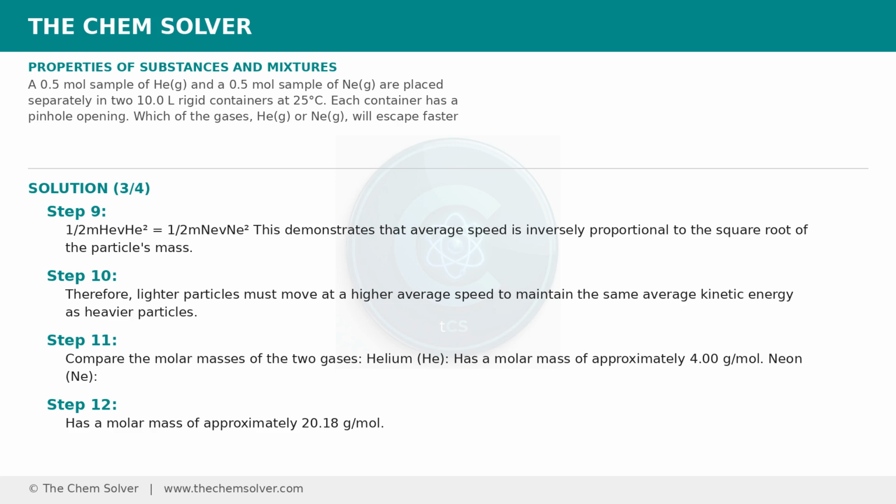Compare the molar masses of the two gases. Helium, He, has a molar mass of approximately 4.00 grams per mole. Neon, Ne, has a molar mass of approximately 20.18 grams per mole.